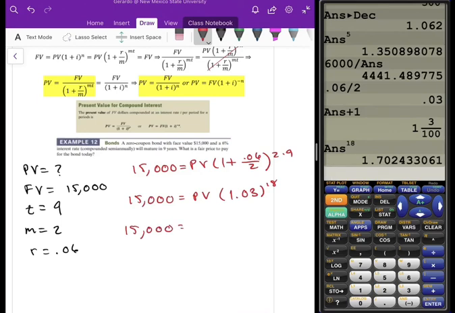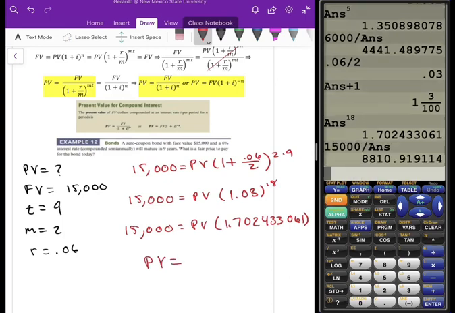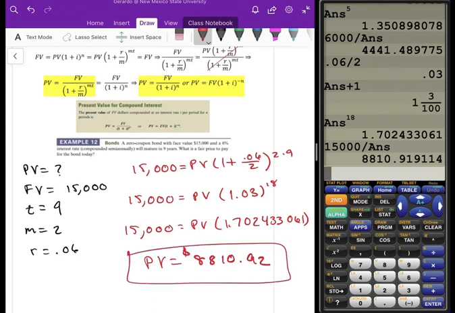So I have 15,000 equals present value times 1.702433061. Now we divide, and once you divide, you will get $8,810 with 92 cents.